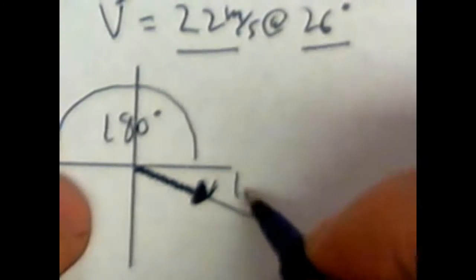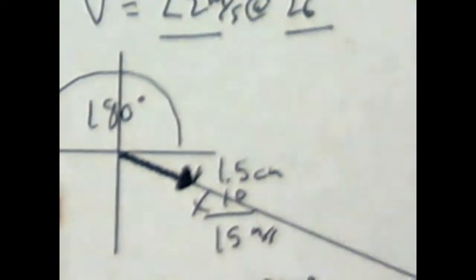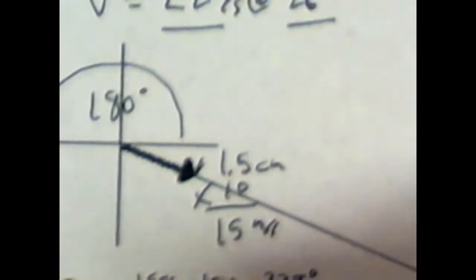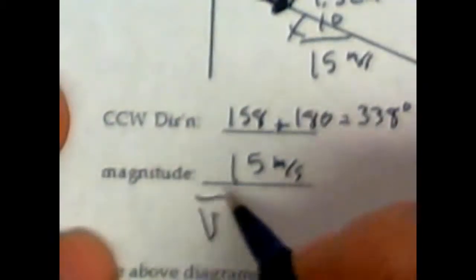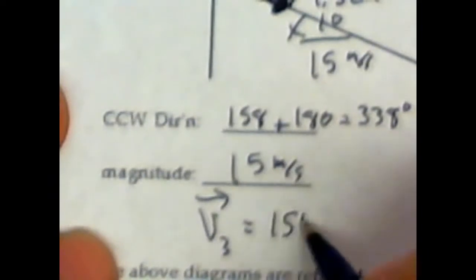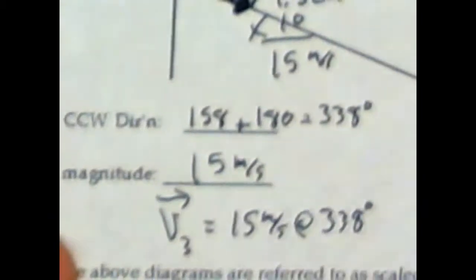The magnitude for this one looks like about 1.5 centimeters. I'm going to multiply that by 10. That's 15 meters per second. I'm only multiplying by 10 because that's the scale I'm using on this particular paper. You can come up with any scale that fits your page. Don't think that it always has to be 10. Alright, so that makes this velocity number 3 here, equal to 15 meters per second at 338 degrees.